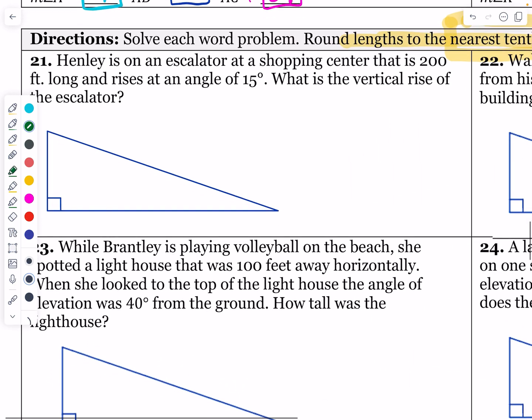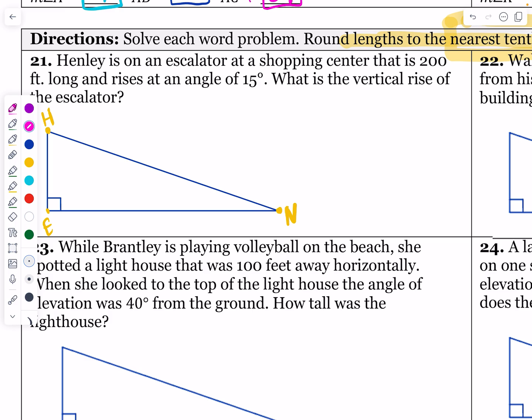So the first problem is about Henley. What is Henley doing? She is at a shopping center on an escalator, okay? And so where is Henley? We might put Henley right here. So let's call this H-E-N for Henley. She's on an escalator at a shopping center that is 200 feet long. So if we're saying how long the escalator is, that's how long she actually rides it. That's the length of the escalator.